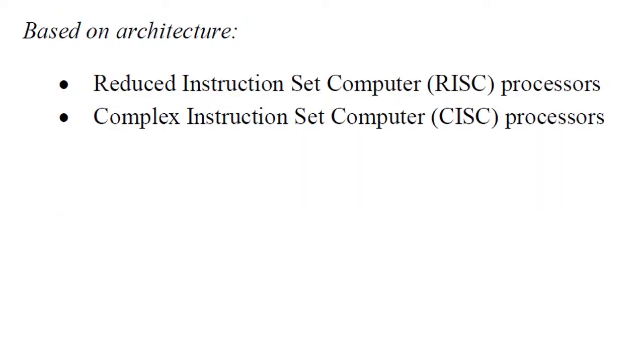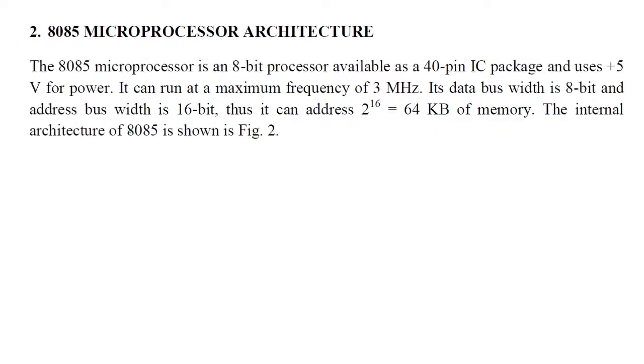Then we can categorize the microprocessors on the basis of their architecture, for example RISC or CISC, reduced instruction set computer or complex instruction set computer. The difference between these two architectures is the number of addressing modes, the number of registers available, and what kind of control unit is used. On the basis of all these things, they are divided into RISC and CISC.